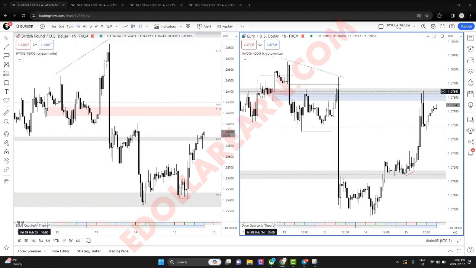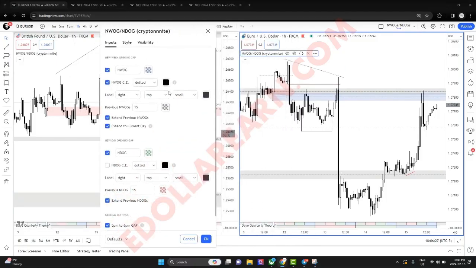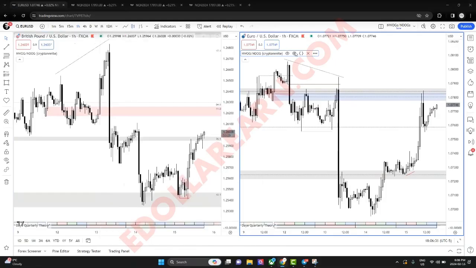which nothing is wrong with that. We still had price trading up into it right here. But this right here is a breaker, this swing low. So price traded into this, which was overlapped with the new week opening gap, which you guys can easily see with the indicator. If you guys need the settings, you can just look at this right here. Just pause it whenever you're rewatching it.